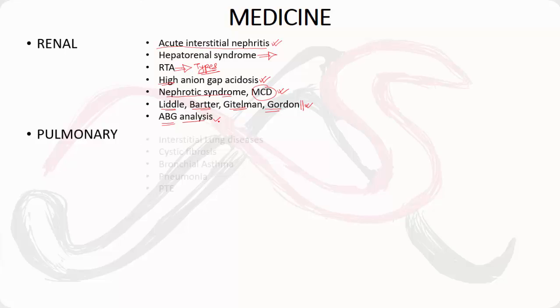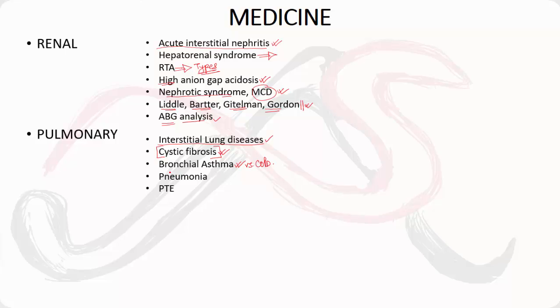Next, coming to the pulmonary system, you have to have an overall view of the interstitial lung diseases. You have to study cystic fibrosis very well. You should know everything about cystic fibrosis, right from the genetic mutation that causes it to the treatment options that are available with us. Bronchial asthma is again a very important topic and its comparison with COPD.